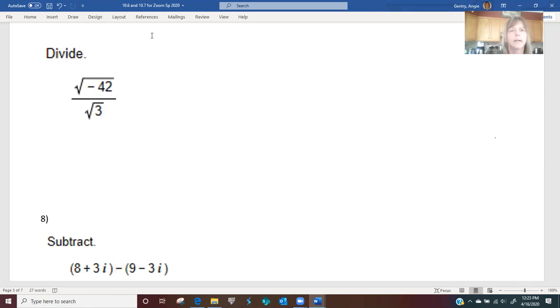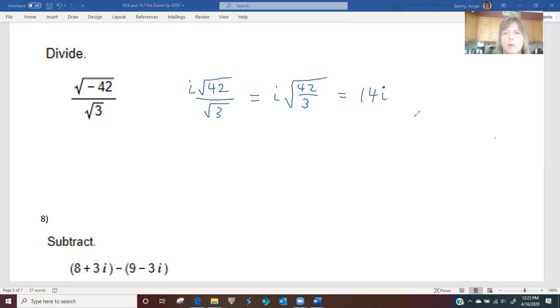Also, if you're dividing, especially if it's a negative and a negative, make sure you deal with the imaginary part first. But you have an i square root of 42 over 3, square root of 3 is i square root of 42 over 3. So 14, right?